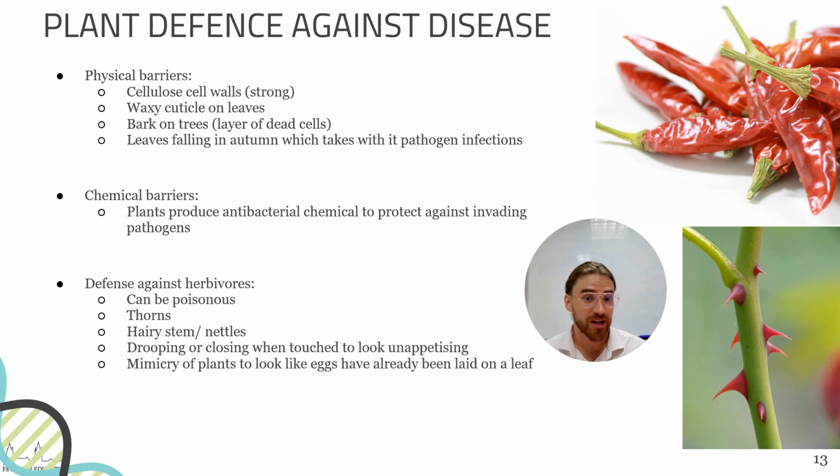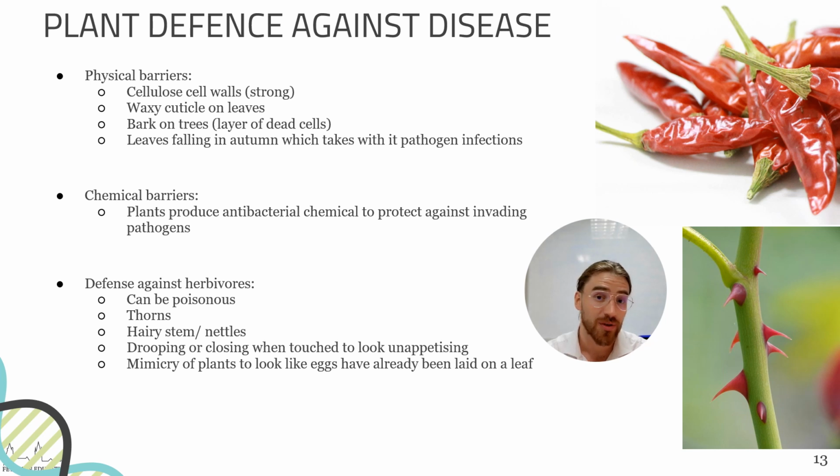Now, plants are also going to have their own defense systems against diseases. These can include physical barriers, such as the waxy cuticle or cellulose cell walls, that make plant cells a bit harder to penetrate than your animal cells. The bark on trees, another physical barrier that keeps the insides a bit protected from any animals on the outside that may want to eat it. As well as leaves falling off in autumn.